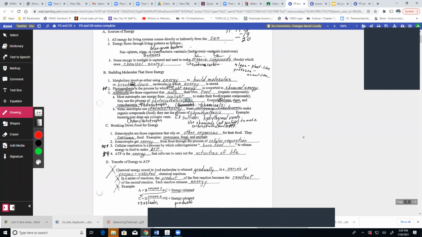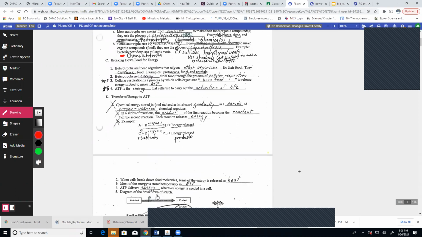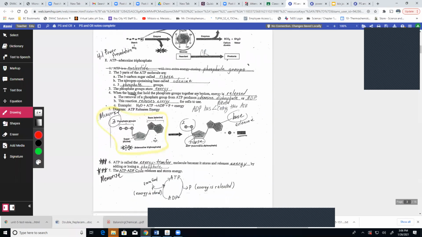So the test has a lot, so you're really going to have to study the majority of your notes. But right here, chemoautotrophs, we just went over that a little bit: they use chemicals instead of the sunlight, and they exist deep down in the ocean where they can't get the sun. This diagram of an ATP that I told you to memorize is on the test. You'll have to identify where the phosphate part is, where the base is, and where the ribose sugar is.